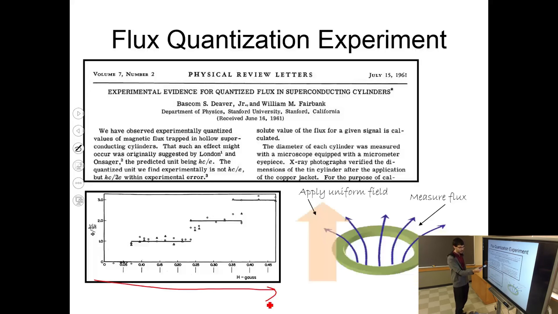But here you have these steps, and interestingly, they found already in the first measurement that it was hc over 2e. This is now in the SI system, so there's a speed of light there as well. But there is hc over 2e, even though they were working off of some theoretical prediction that it would be hc over e. So they already saw that this was due to Cooper pairs, although it's strange because this paper is already after the theory was available, so not sure what's going on there.